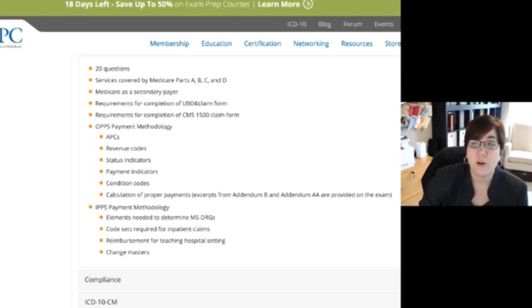How do you complete a claim form, whether it be a UB-04 or a CMS-1500? They can ask you anything about either of those. Usually they're fairly basic questions, but they could ask you about either of them. Do you understand the outpatient prospective payment system payment methodology? What are APCs, or ambulatory payment classifications? Do you understand how a revenue code works and what it represents? What are status indicators versus payment indicators? Do you know what a condition code does? How do we calculate payment?